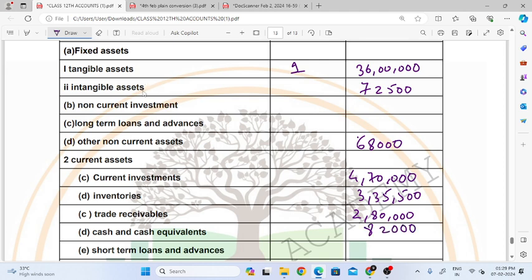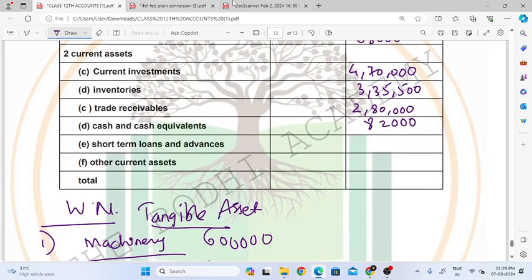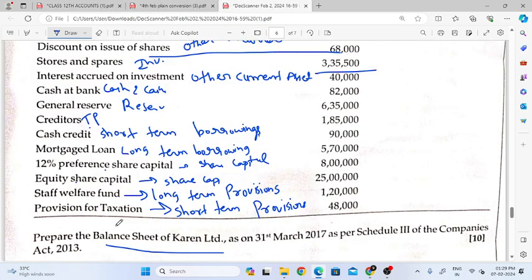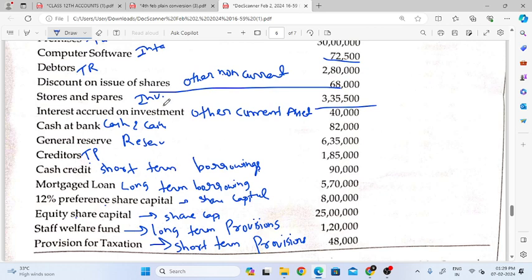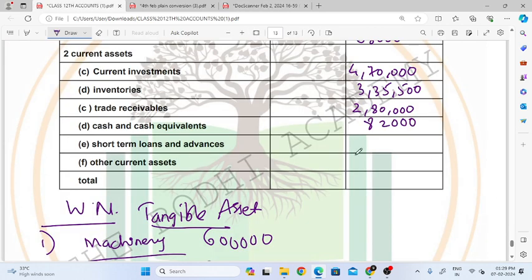And then other current asset, interest accrued on investment, other current asset, which is 40,000. So the total of both the sides should match, that is 49,48,000. Okay, so this is how we have to prepare the balance sheet. Then we'll move to the next question.